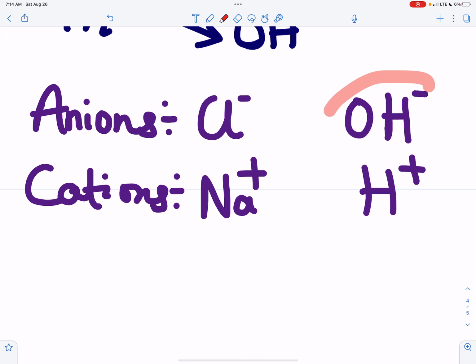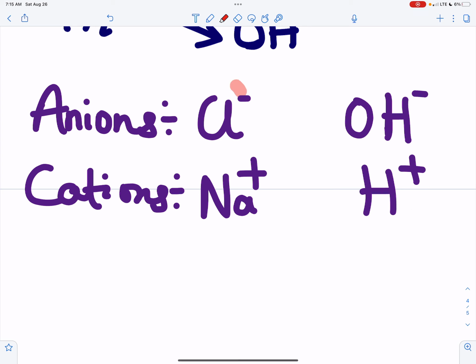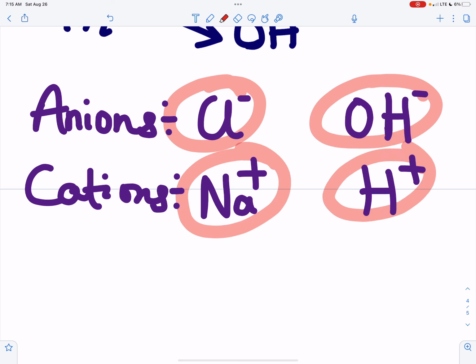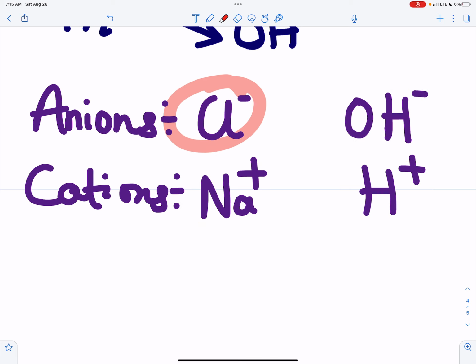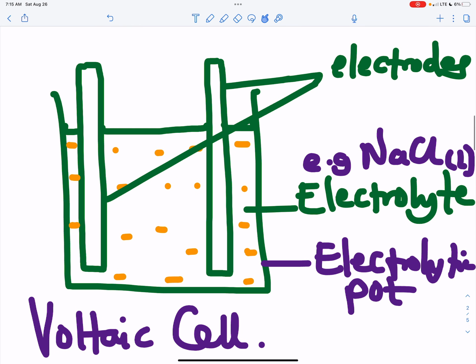2 from water, 2 from what? Sodium chloride itself. So you will have chloride ion and hydroxide ion present in the electrolyte, and you will have Na plus and H plus present in the electrolyte. Is that clear? Let's continue. Now, if this was to happen, let's just pick anyone. Let's just pick sodium.